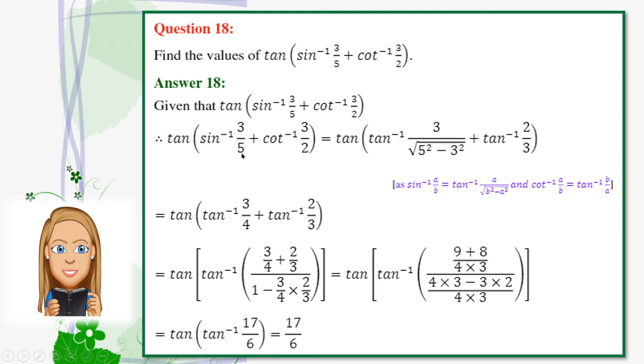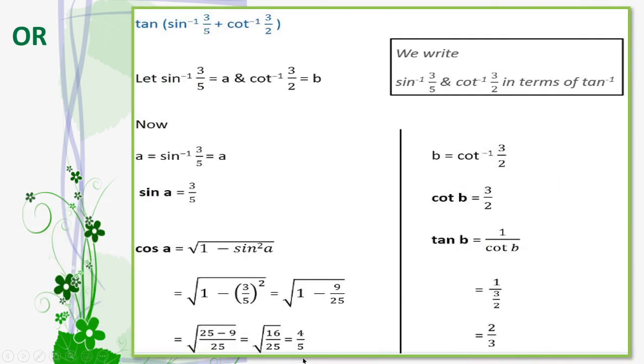Otherwise, students, again use that formula, make a triangle, and consider 3 as P and 5 as H, find out the third side and then write in the form of tan inverse, simply 3 by 4. And same way you can apply here as well, tan inverse 2 by 3, because it is just the reciprocal. And then again apply that property, tan inverse A plus tan inverse B. This property is very useful and we will apply it in lots of questions. And then after simplification, the answer is 17 by 6.